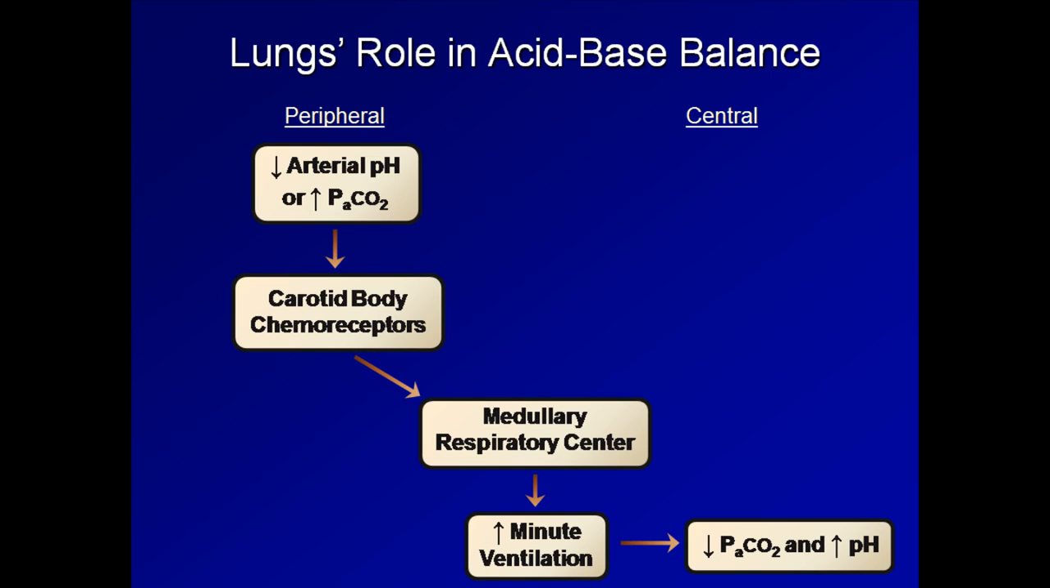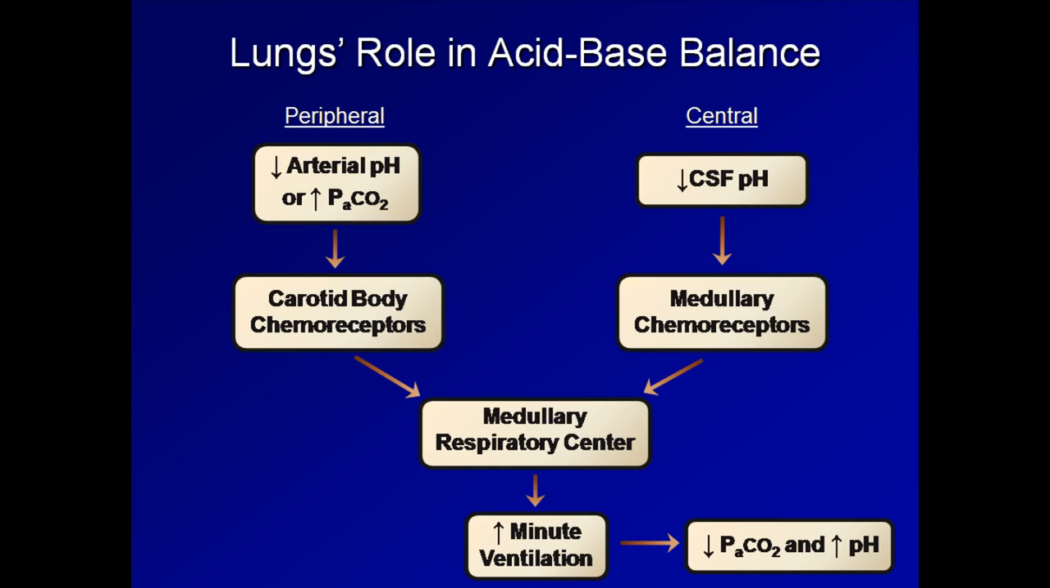The primary trigger of the central pathway is low pH in the CSF itself, which stimulates chemoreceptors on the ventral surface of the medulla. These chemoreceptors then stimulate the medullary respiratory center with the same end result. Note that in the presence of alkalemia, the opposite process occurs with the result of increased PCO2 and decreased pH.